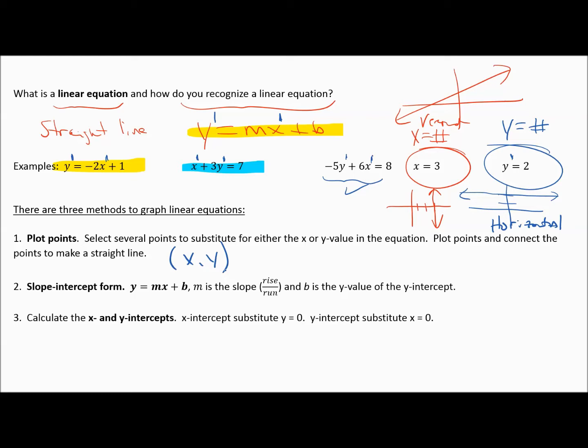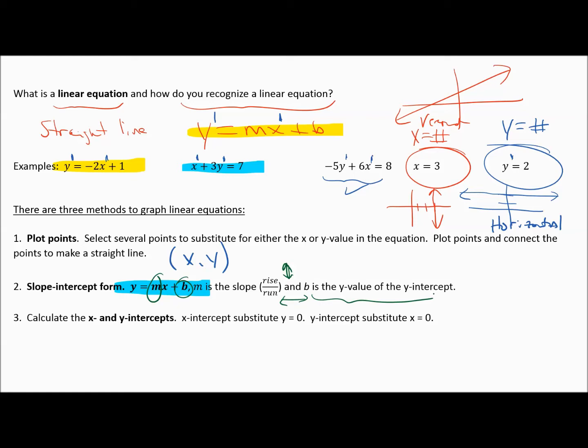To me, the most valuable and usually the quickest way is of the form y equals mx plus b, where m is your slope. That's your rise over your run. If we'll remember, rise is up and down, run is left and right, and your b is your y-intercept. Okay, so it tells you right here, b is the y value of the y-intercept. We will definitely graph a line using y equals mx plus b at least one time.